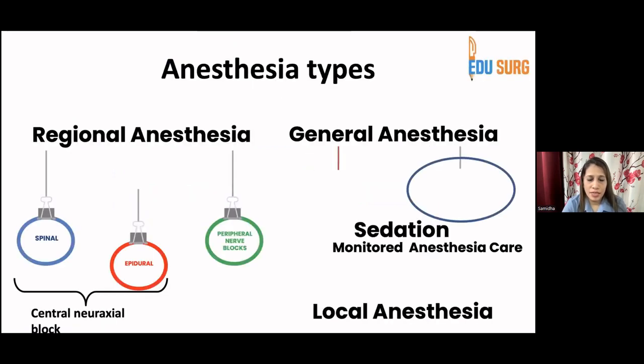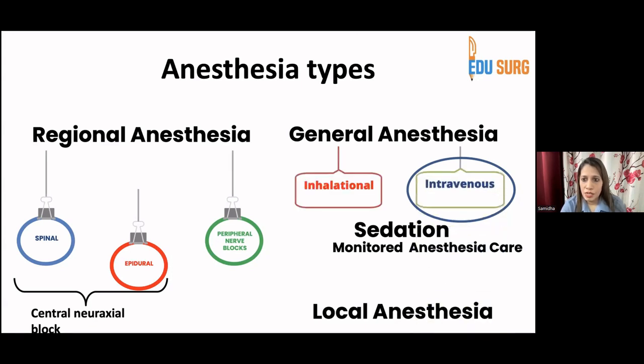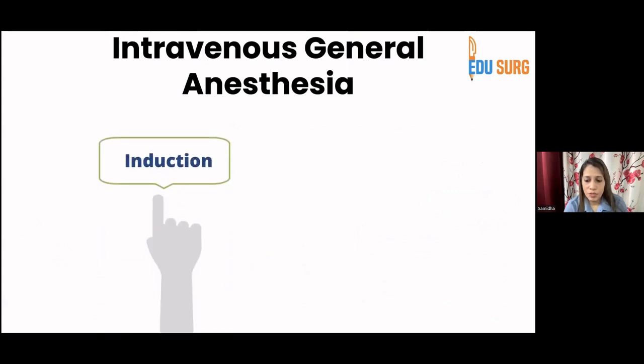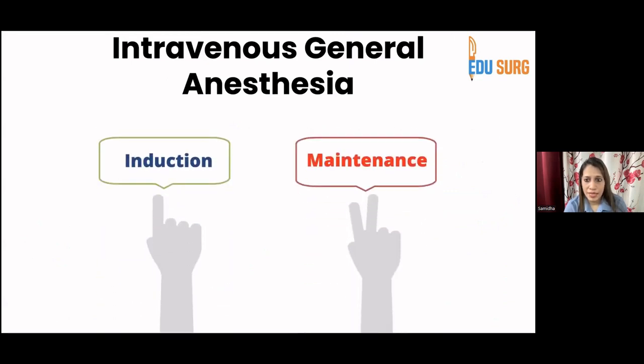Anesthesia types can be broadly classified into two, the regional anesthesia and the general anesthesia. We have discussed topics within the spinal and the epidural anesthesia. Today, we are going to discuss general anesthesia. It can be given in two ways, either by inhalational or by intravenous mode. There is general anesthesia, there is sedation with monitored anesthesia care, and there is local anesthesia. We are going to discuss specifically the intravenous general anesthesia. That forms two parts, induction and maintenance.